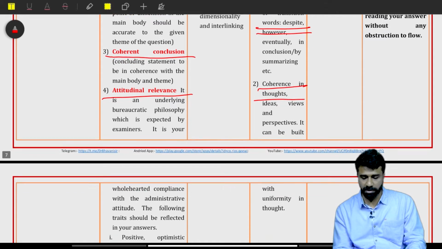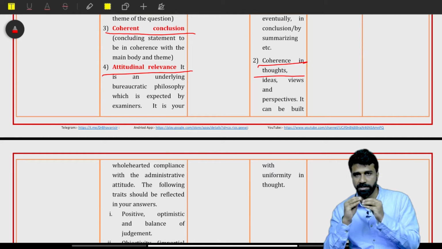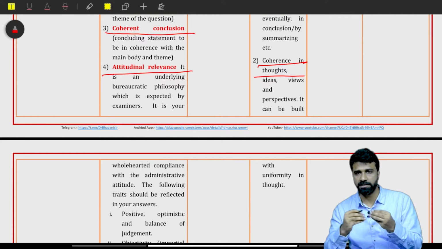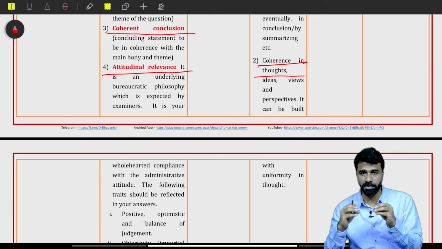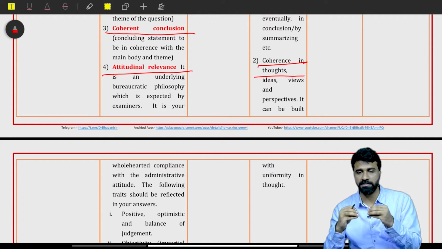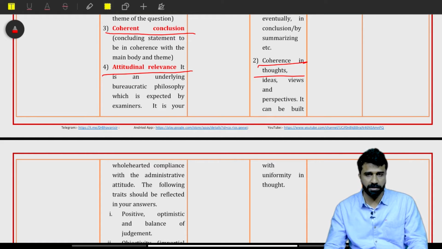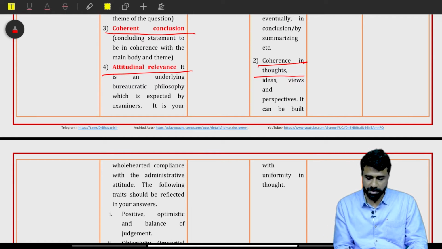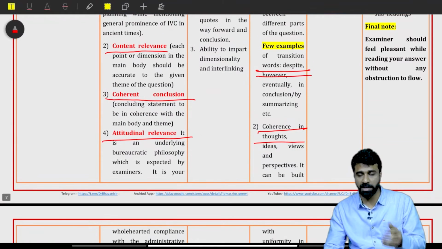This is very important. Thoughts, ideas, views should have uniformity, and they should not expose any kind of contradiction with your own opinion if it is based on the comments. But if it is an opinion which is mutually contradictory, that should be substantiated with a valid argument, maybe based on the judgments given by the Supreme Court or any other reports provided by authentic sources, right? So this is very important, and uniformity in thought is very important. That is what will build the coherence.